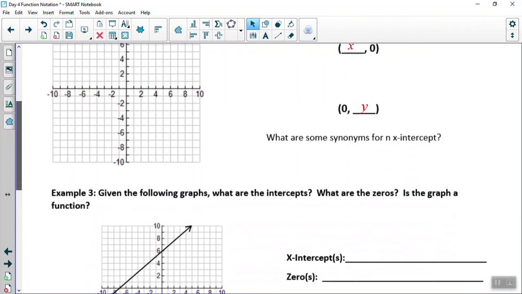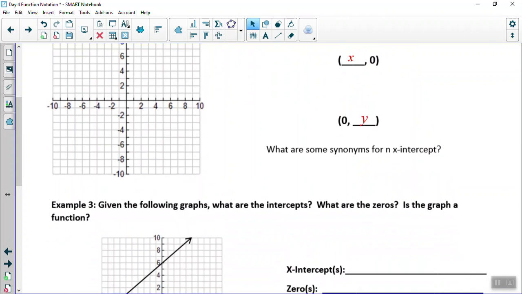All right, so what are some synonyms for an x-intercept? A little typo there. All right, an x-intercept, we can call them solutions, we can call them roots, or we can call them zeros. We'll get more into this later this year as well, where we'll circle back around to these vocab words and they're going to become even more important. So right now we're just kind of introducing those words. But whenever you hear x-intercept, it also means solutions, roots, and zeros.